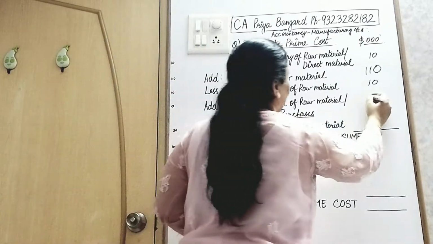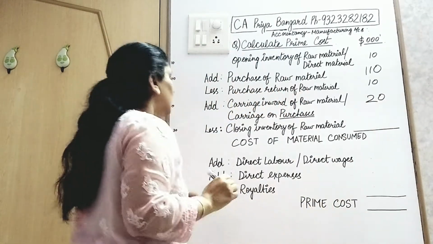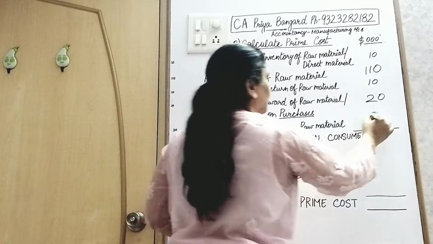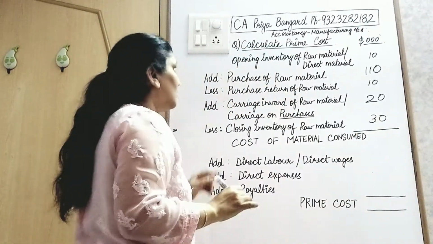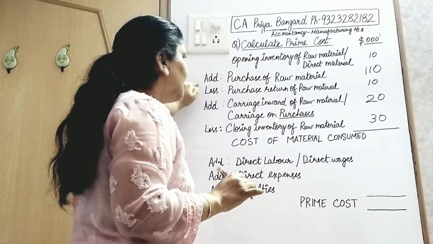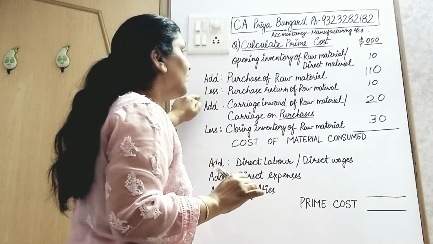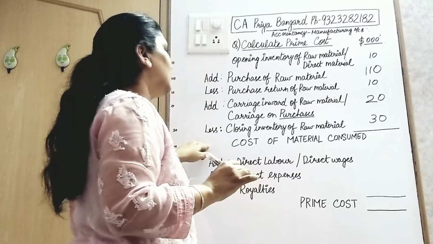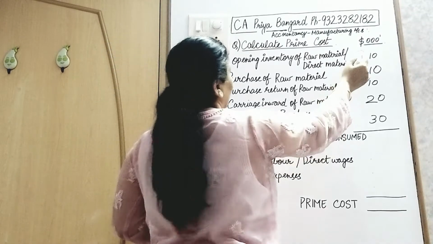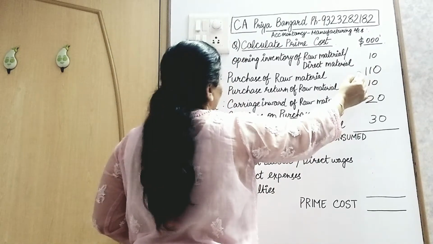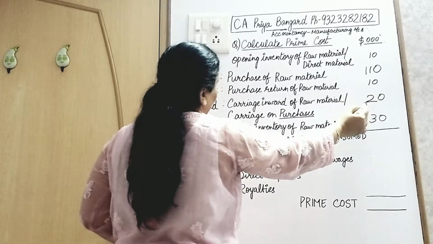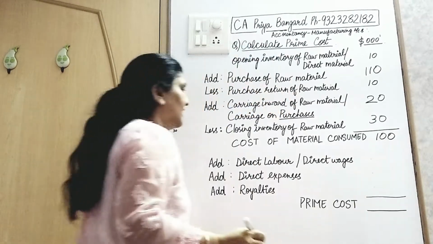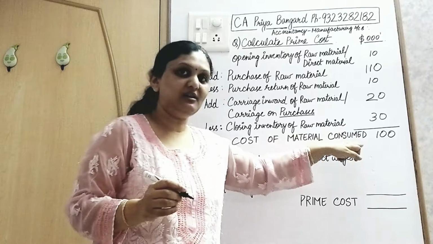So for example, it is given as 20. Less closing inventory of raw material, for instance, it is given as 30. So what we will do? Opening inventory, add purchase, less purchase return of raw material, add carriage inward and less closing inventory of raw material. When in 10 I add 110, then subtract 10, then add 20 and then subtract 30, I get 100, and this 100 is cost of material consumed.